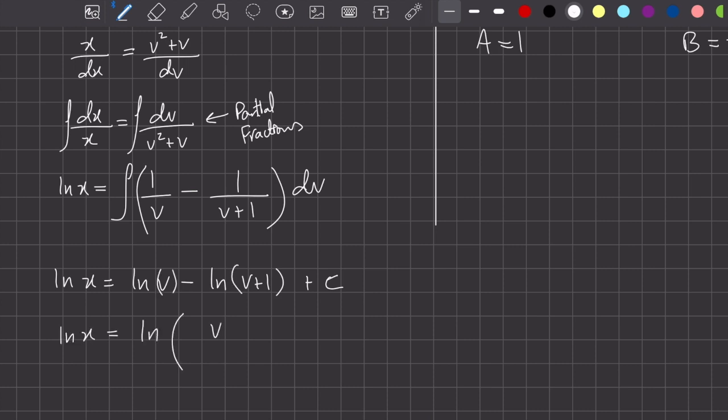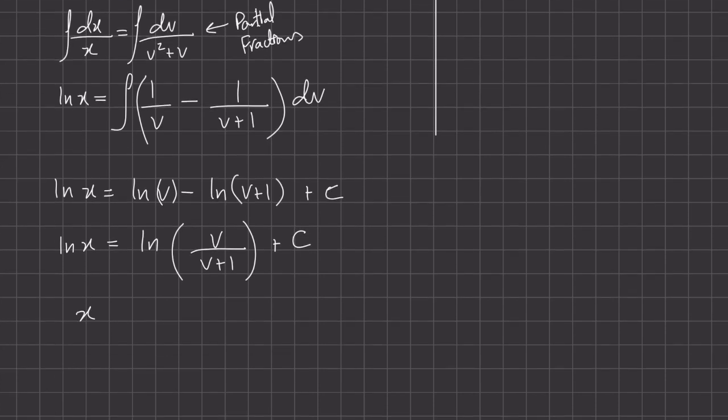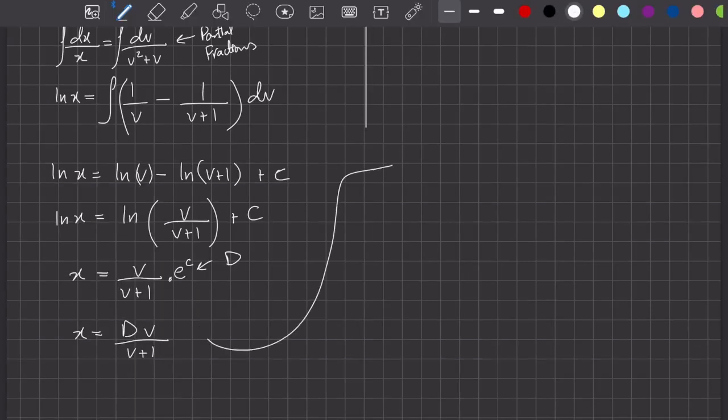The ln terms can be combined. An ln inverse can be taken on both sides, which gives x equals v over v plus 1 times e power c. We know that e power c is just a constant, so for simplicity, let's call it d. D can be divided on both sides. Then we can plug back the value for v.